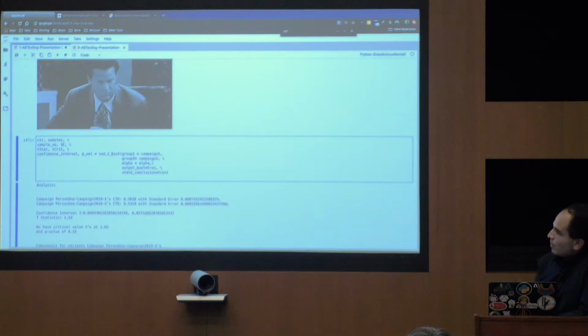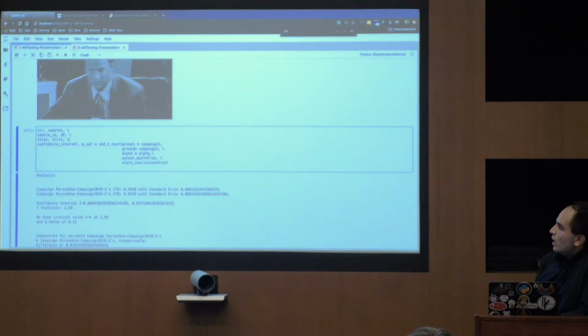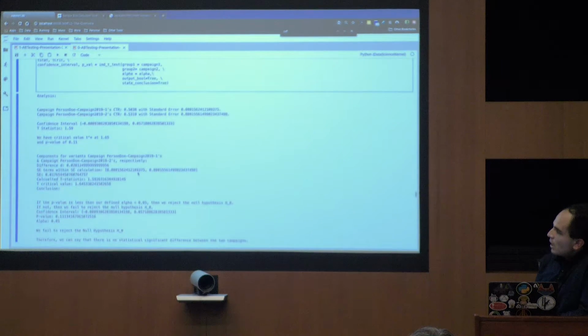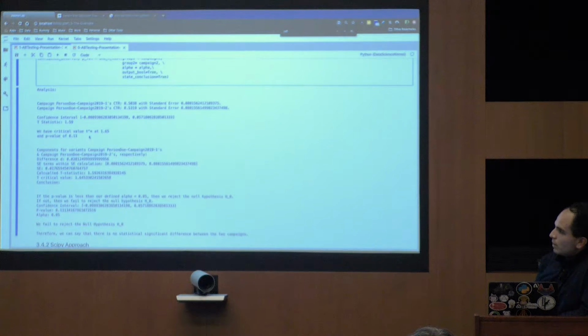Here we implemented our function. Everything already ran, but we have our group 1 and group 2, and the alpha value, which was 0.05, stated previously. We want to output both the calculations and our conclusion. If we go down to the analysis, we see our alpha value was 0.05 and a p-value of 0.11. We have our t-statistic, which is 1.59, and a critical value t-star of 1.65. Just keep this in mind.